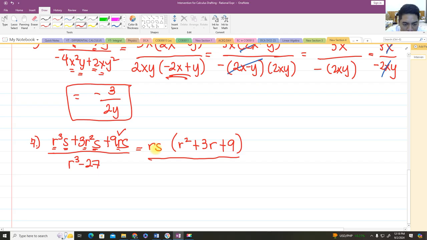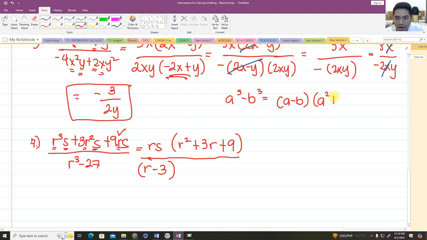And on the denominator side, we know that this is the difference of a cube. So I can factor it as r cube minus 3 cube, so you have r minus 3. Using the formula for the difference of a cube, it will be a minus b, multiplied by a squared plus ab plus b squared.